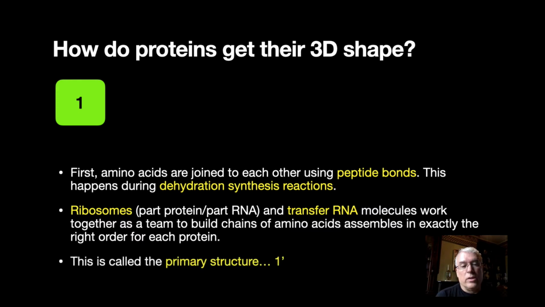All right. So what we call this sequence of amino acids is the primary structure. Now you can write one with a little circle or a little dash after it, which is shorthand for primary.